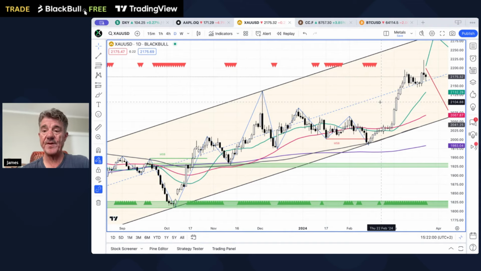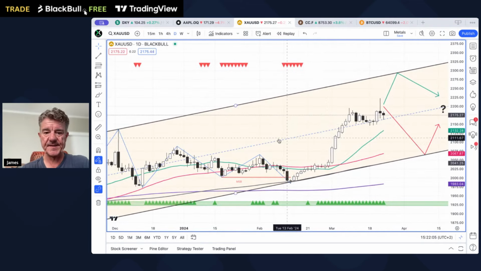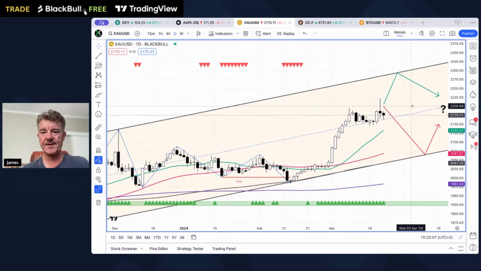We've made a new high. We've made a spike high. But not only that, we're stuck in the middle of this channel. This is the channel center line, this blue line. We're right on it. We're diddling in the middle.